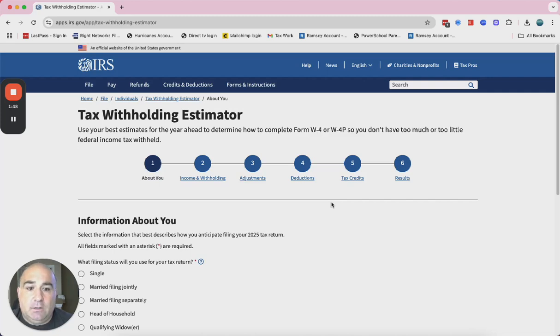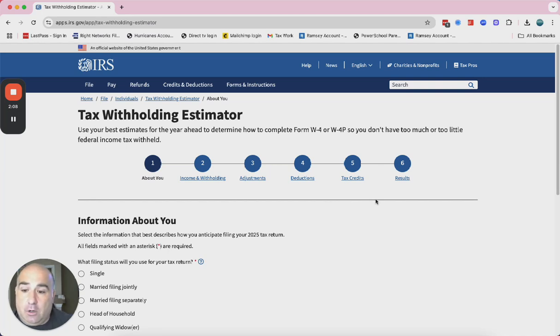Okay, so you can see there's multiple steps. If you've got some additional credits, like the child tax credit, dependent care credit, or some of the other credits, you might need your prior year's tax return to get that information, or you could just do it based off of your W-2, and you should be pretty close based off of that.